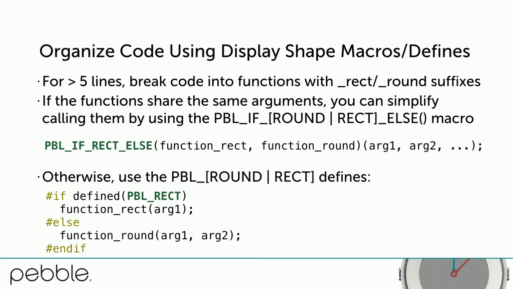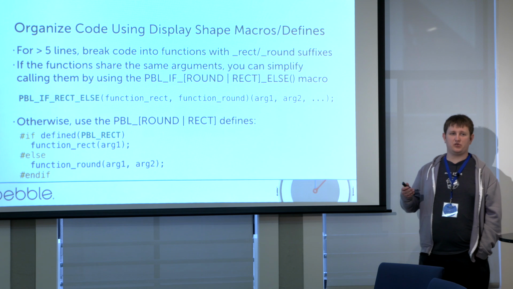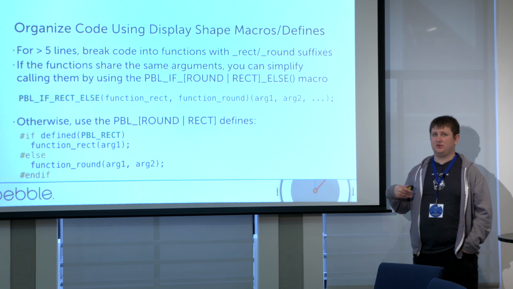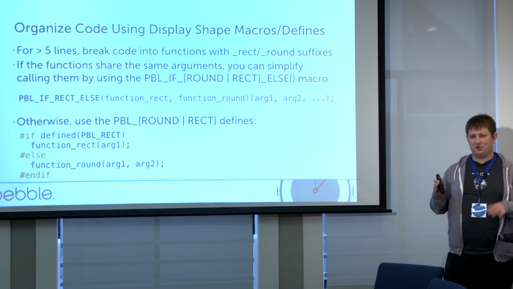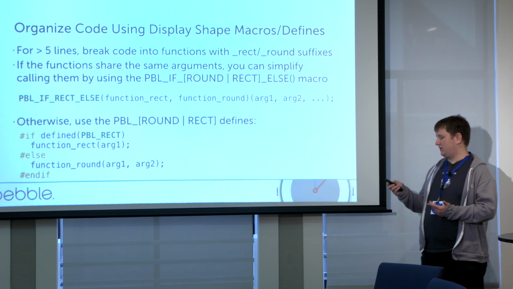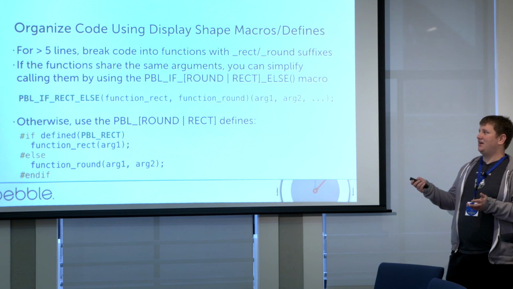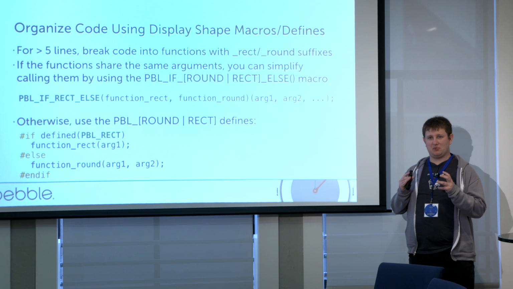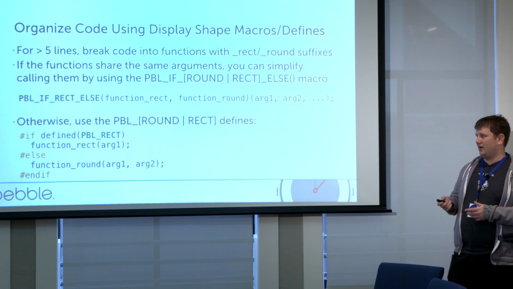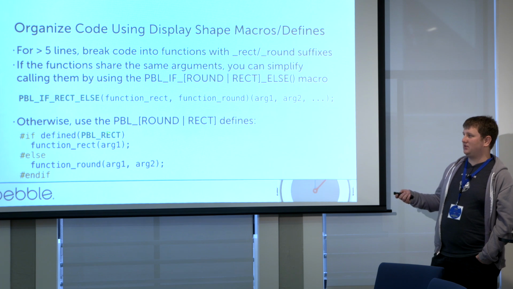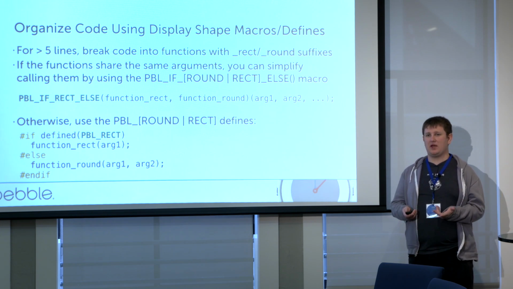And so that works great for maybe a couple lines, but what if you start to have an implementation that's more than maybe 5 lines? Well, at that point, we recommend you actually break your code into multiple functions. And you might choose to use an _rect or _round suffix for those functions. And then once you've done that, if you happen to use the same number and types of arguments for those two rect and round functions, and they have the same meaning, you could actually use the PBL_IF_RECT_ELSE or PBL_IF_ROUND_ELSE macros to choose the function that you want to use, and then just pass the same set of arguments to both. So you get a really nice, clean representation of which implementation you want to choose. Of course, that doesn't always work out. You might just have different numbers of arguments, or it might be a completely different implementation. So ultimately, you can still use the #ifdef PBL_RECT or #ifdef PBL_ROUND idea.